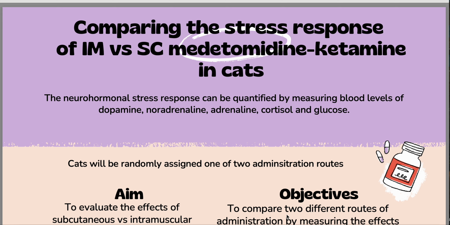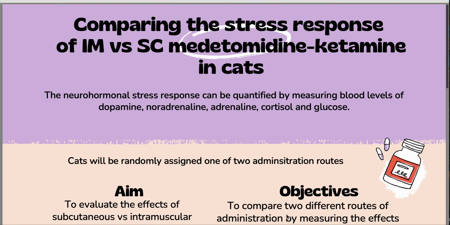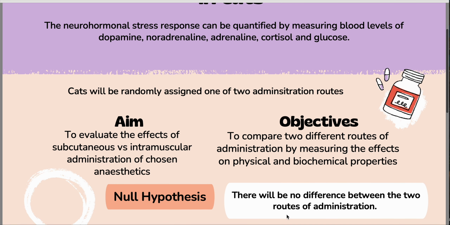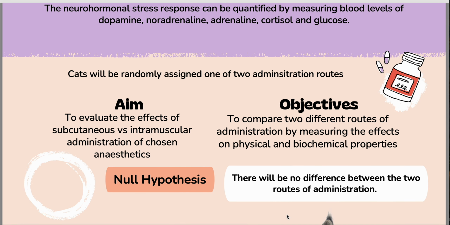For our study, the cats will be randomly assigned one of the two routes of administration. Our aim is to evaluate the effects of subcutaneous versus intramuscular administration, and the objective is to compare the two different routes by measuring the effects of physical and biochemical properties.